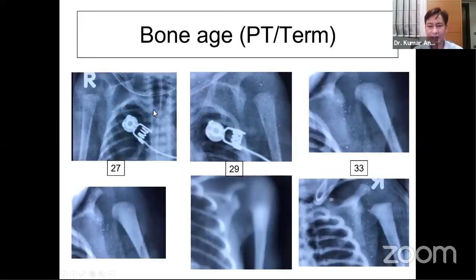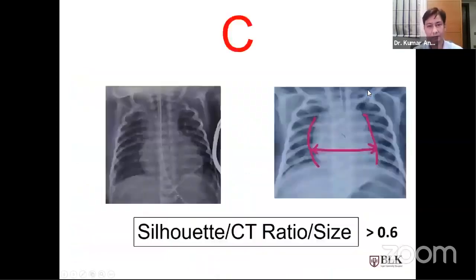So at various age groups, at various gestations, you can see the bone density of the proximal end of the humerus, and confirm whether it's a preterm or term infant, like at 27 weeks, 29 weeks, and 33 weeks. Gradually, we can see the humerus ossification increases.